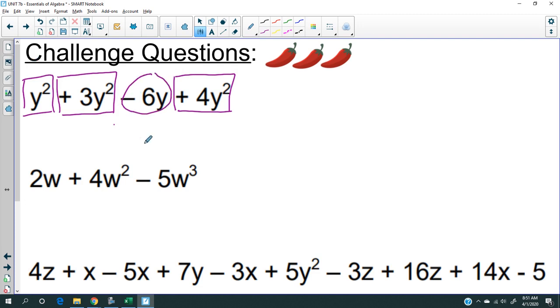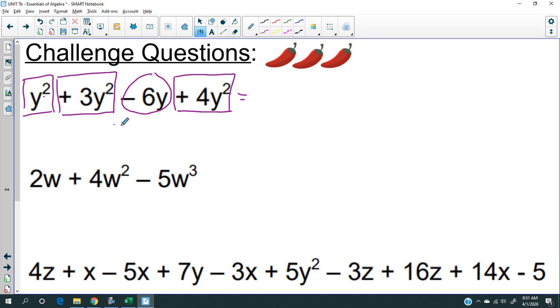Remember when we did that activity with the cards, right? So here now, we have 2 families going on here. We have the y squared family, of which there are 3 members, right? 1, 2, 3, and then we got the y family. So nothing changed.